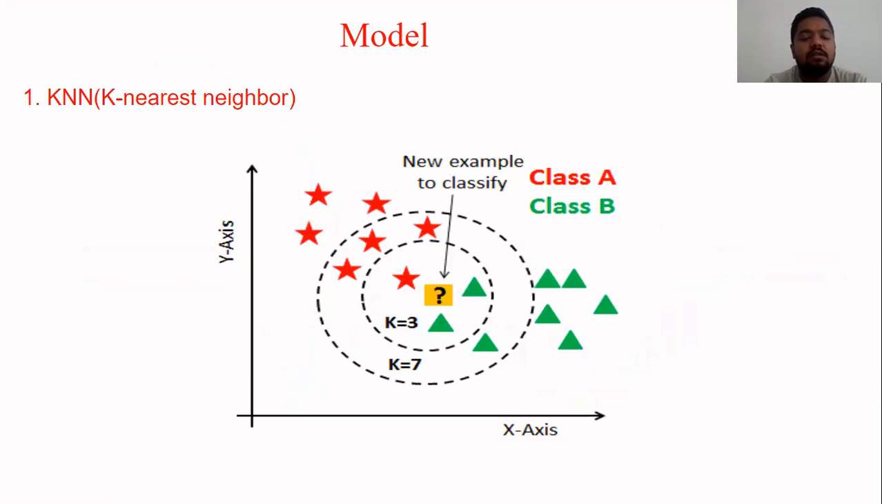Now next is the model. When we created the model, first we created a k-nearest neighbor model to categorize our emotions.